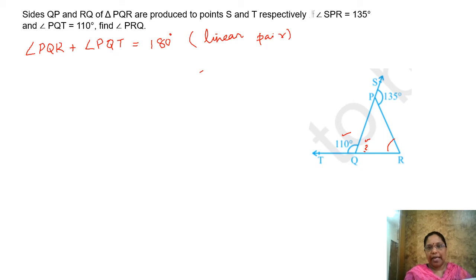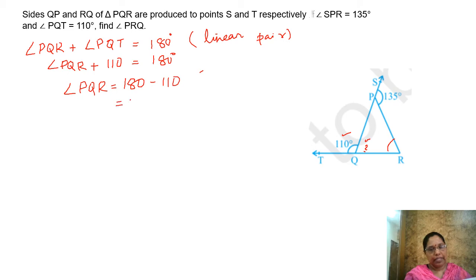So we have got angle PQR, that is our question mark. Angle PQR plus PQT, we got it as 110, is equal to 180. Then what is angle PQR? 180 minus 110. Very good. The answer will be 70. Correct. So you get angle PQR is equal to 70 degrees. So you get this as 70. Now what about angle QPR?